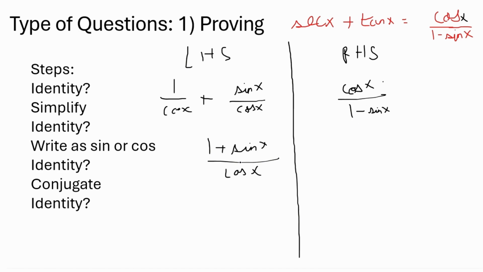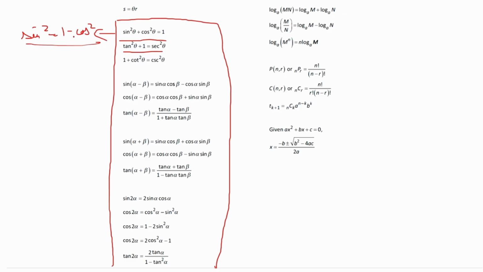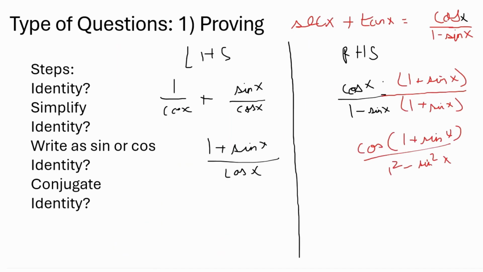And I see a 1 minus sine x and 1 plus sine x here. So now I'm thinking conjugates. It doesn't matter which side you do it to. Just to keep it clean, I'll do it to this side. 1 plus sine x. Just flip the sign and keep everything else the same and multiply this on both sides. And it becomes cos x times 1 plus sine x over 1 squared minus sine squared x. Now, do I see an identity? Yes, I do. It's my favorite identity. Well, now it's sine instead of cos, but you know what I mean.